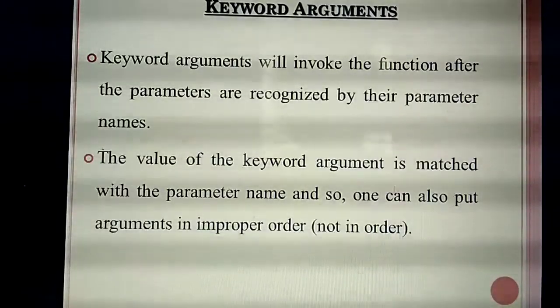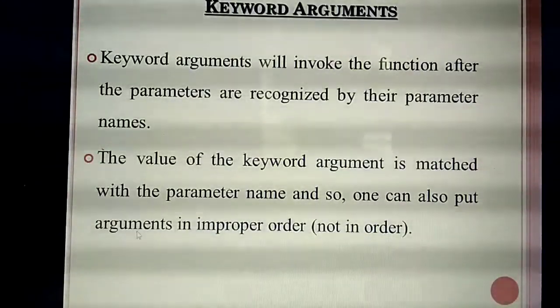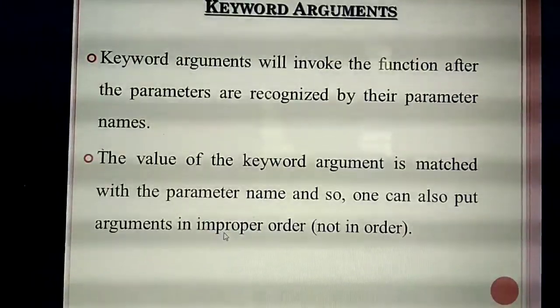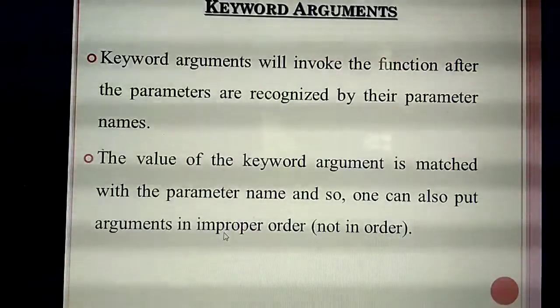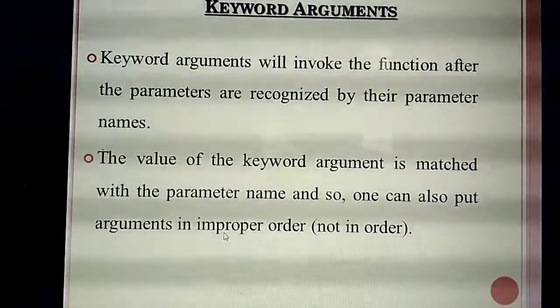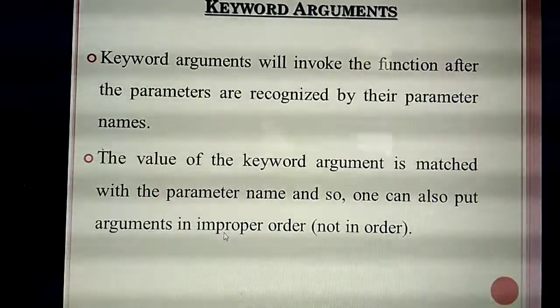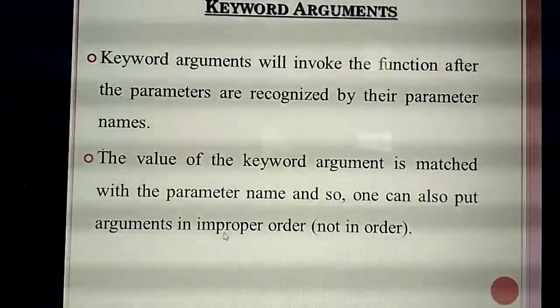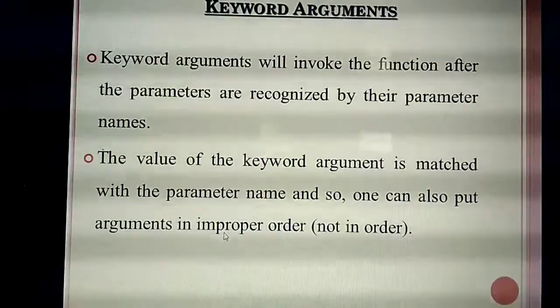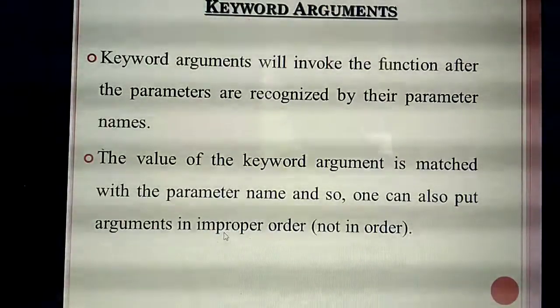Next, the third one. Here no need to arrange the arguments in proper order. That means, in the same example, student of age comma name. You can give age comma name, that is also correct. Name comma age, that is also correct. Any one order you can give. But the value needs to be correct. If you give age comma name, the first value you need to pass is 15, then the name. If you give name comma age, in the place of first you need to give the name value and next the age value.